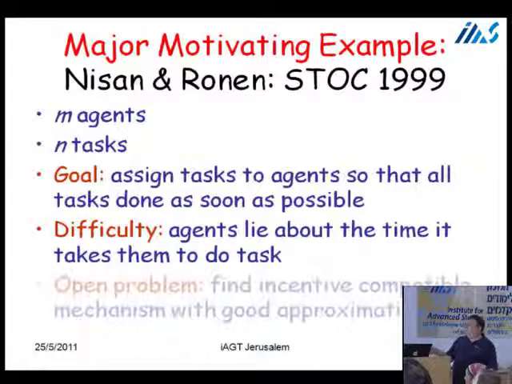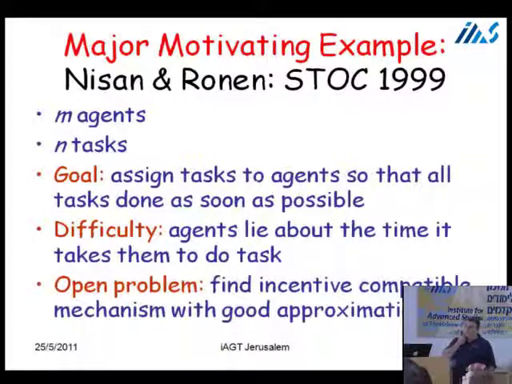And the problem that Noam and Amir suggested was finding an incentive-compatible or truthful mechanism with a good approximation for this problem. And this problem has been open for over a decade, and it has had all sorts of partial progress made, but it's still open.